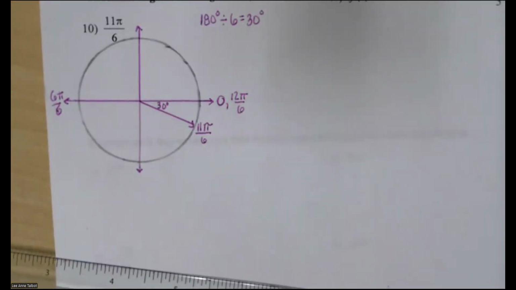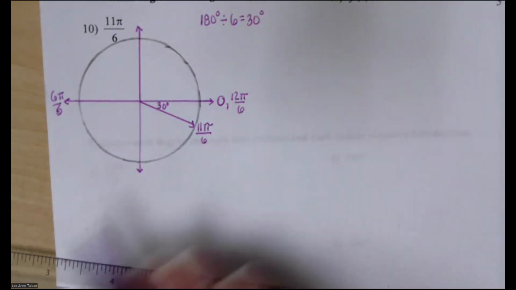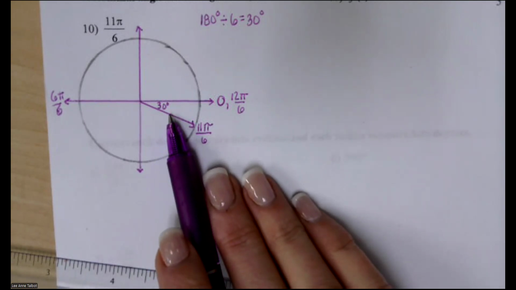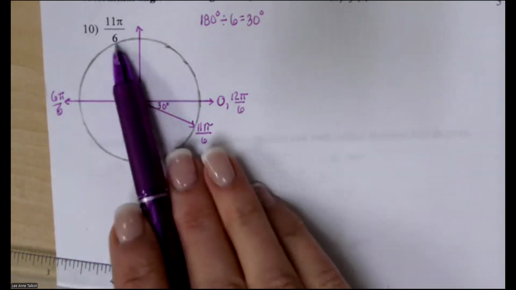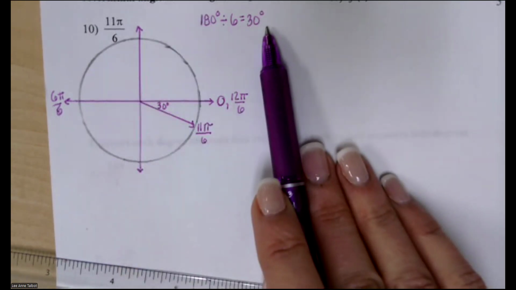So to start with this, I think everybody's pretty good with labeling the x-axis and sort of visualizing where the angle will be. This is 30, the reference angle is 30. However, this is very important. Do you see how the problem is in radians? That means your answers all need to be in radians. I cannot say 30 degrees for my reference angle.